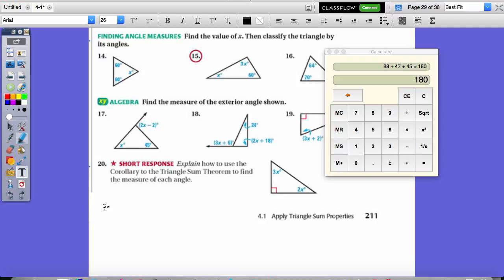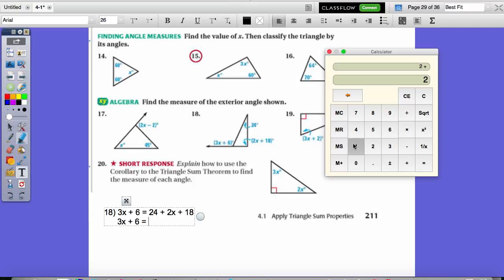For number 18, my exterior angle is 3x plus 6. My non-adjacent interiors are 24 plus 2x plus 18. So my non-adjacent interiors are going to add up to my exterior. That's the exterior angle theorem. So I can't combine anything here yet. I have 3x plus 6 equals 24.